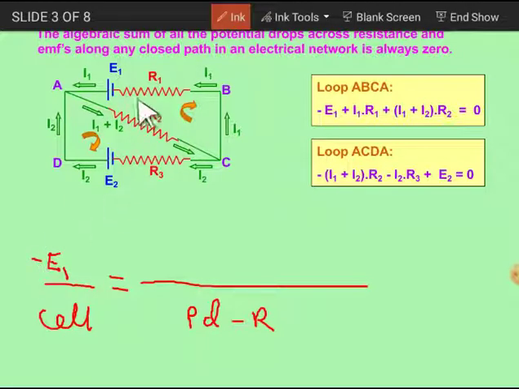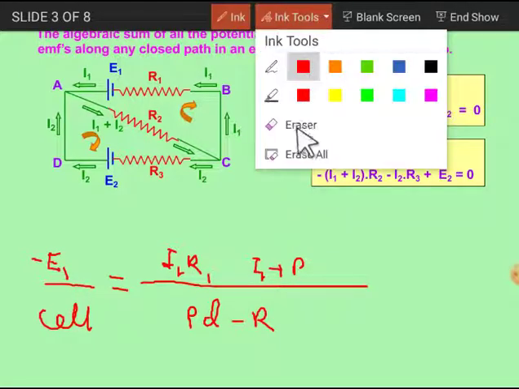Now let's try to find out the potential drop across R. Now what sign should be assigned to the product I1 R1? The current flowing through R1 is I1, so the potential drop across R1 will be I1 R1, and the potential drop across R2 will be what? Current flowing through it is what? I1 plus I2, right? This is the current flowing through what?